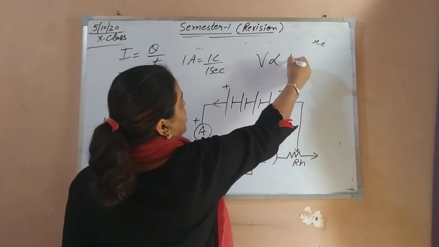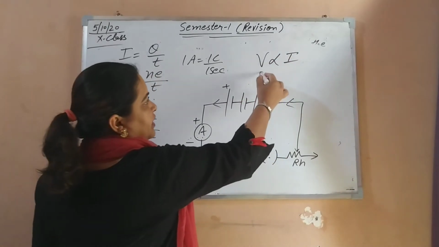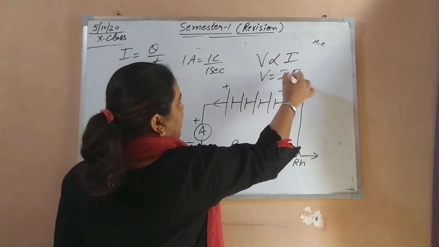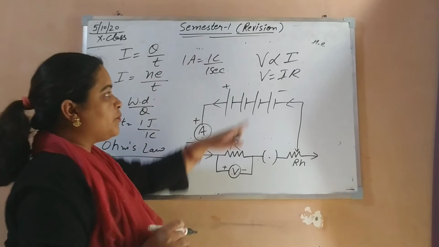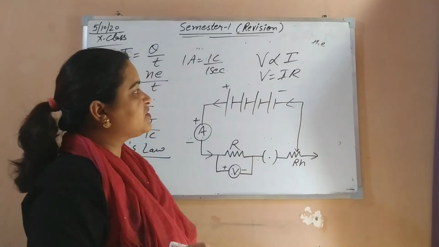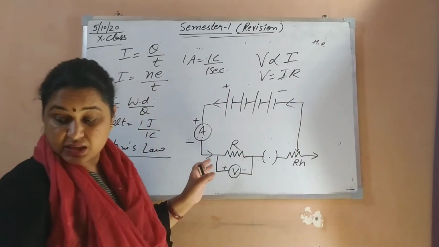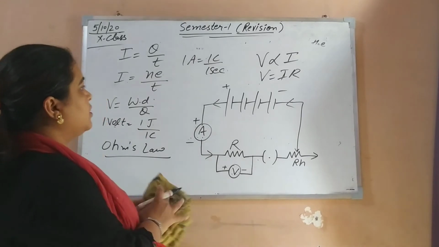Mathematically, what is Ohm's law? V is directly proportional to I, or V is equal to IR. So this gives a relation between potential, current and resistance also. So that is Ohm's law, and R is a constant.